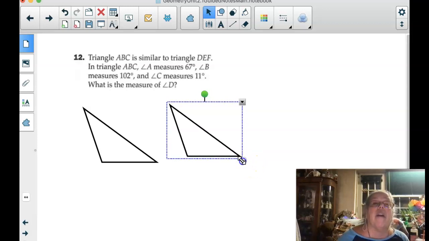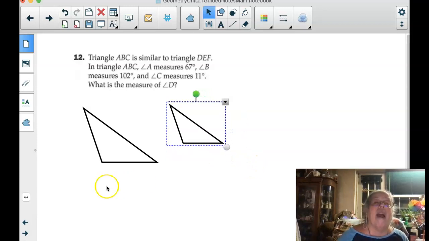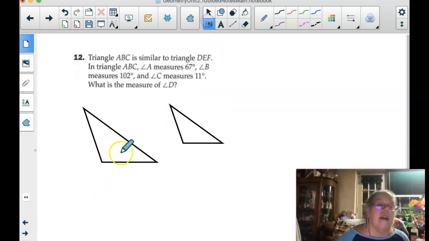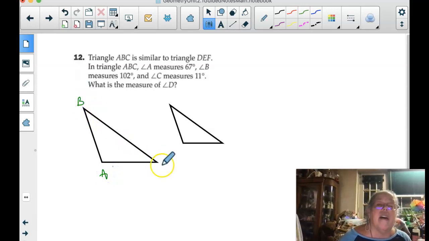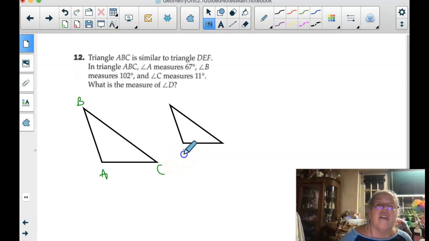All right, and I'm going to shrinky dink it. Okay, these triangles are similar. A, B, C. They're not really creative with their letters, are they? D, E, F. Now, if you remember what we've been saying all along about the angle measure, this is going to be a lot easier than you think.